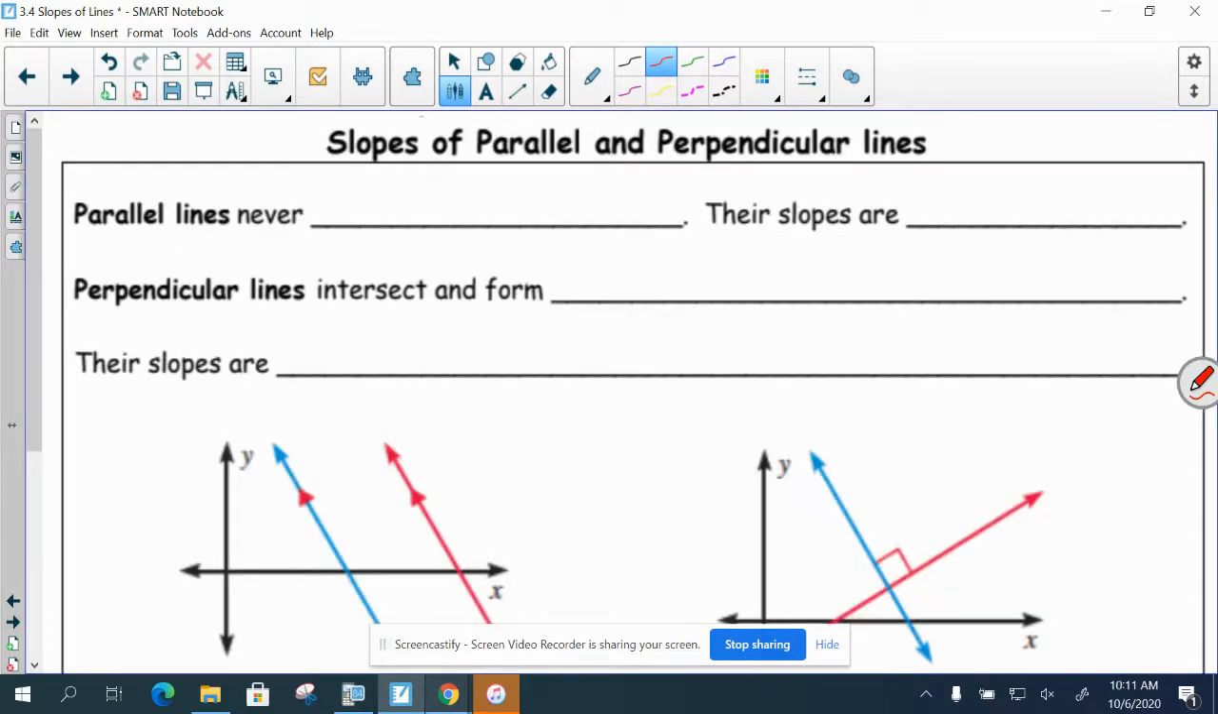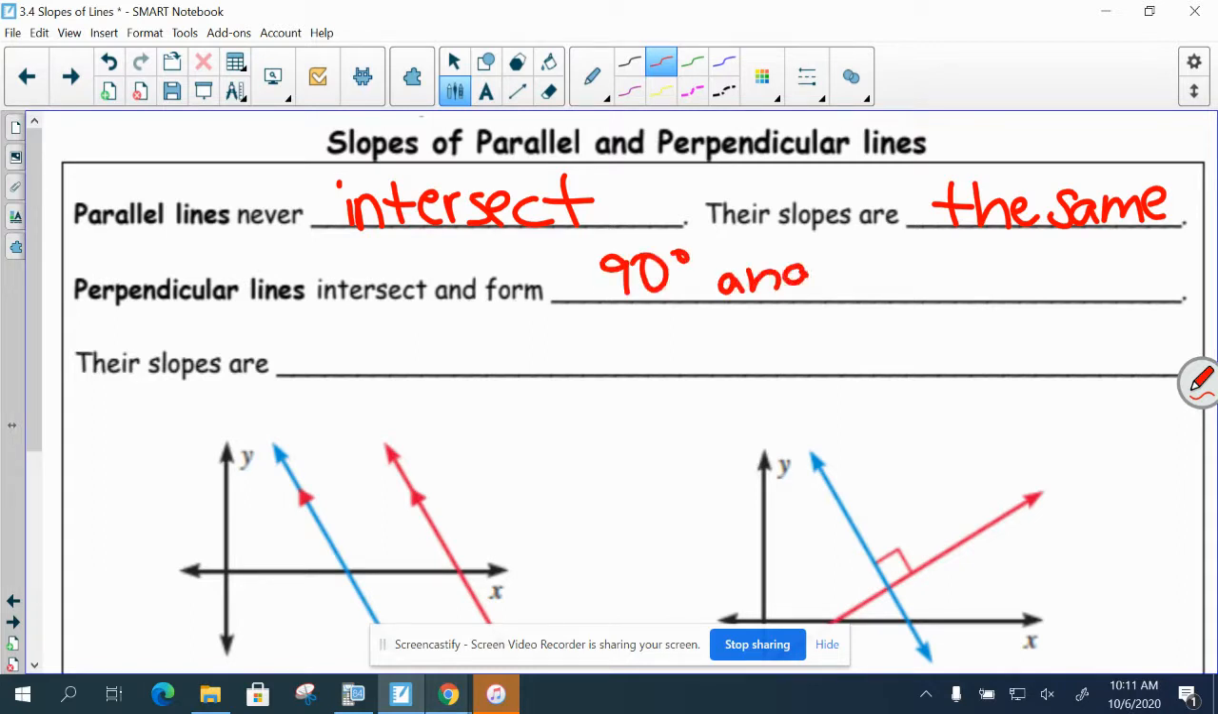All right, some review on parallel and perpendicular lines. So remember, parallel lines never intersect, and their slopes are always the same. So if they never intersect, then they must rise and fall at the same ratio. And then perpendicular lines intersect and form 90-degree angles. And then their slopes are, do you remember? Opposite reciprocals. You learned this in algebra.